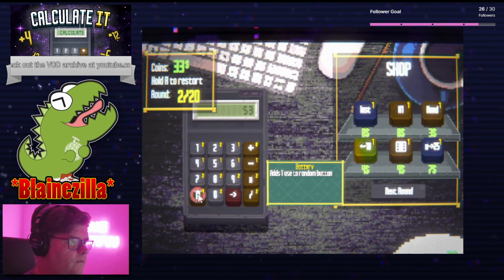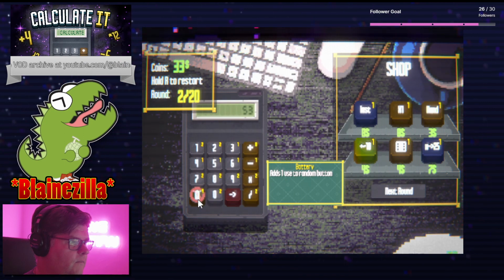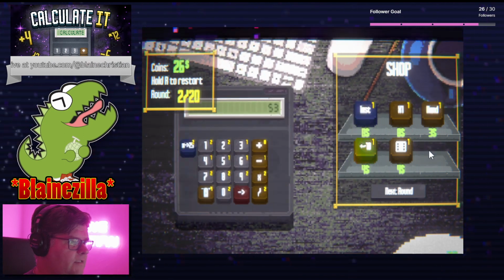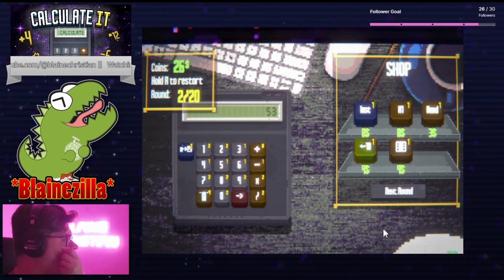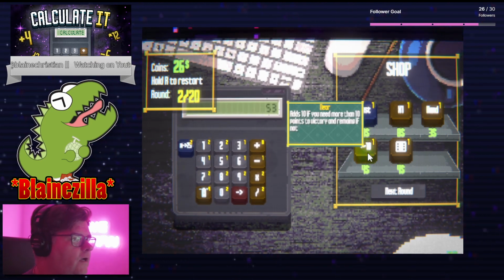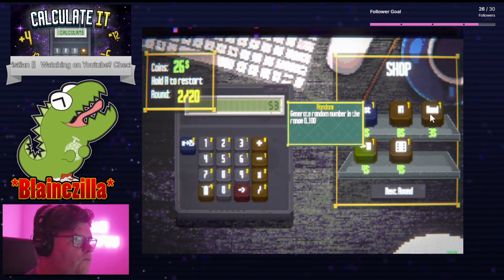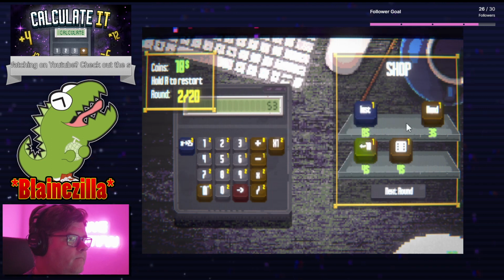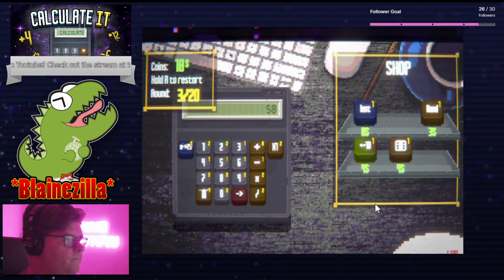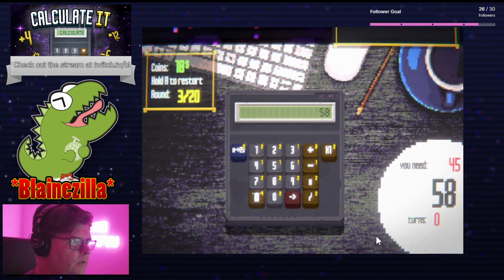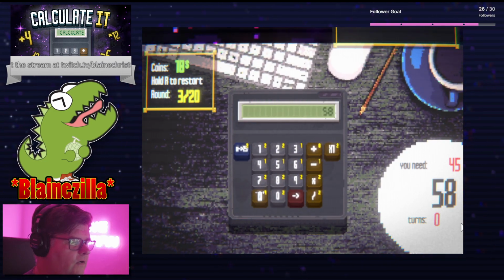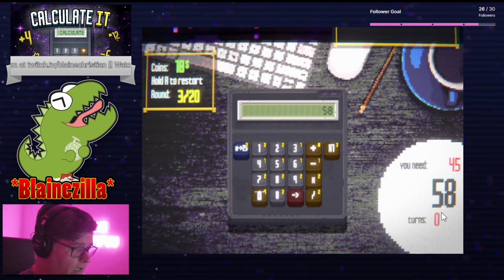So, what can I do? Get rid of... Can I ace that and put this in here? Oh, you just add on to it. I thought I was going to have to lose a button. No, we can just add on to it. Oh, silly me. All right, you need 45.